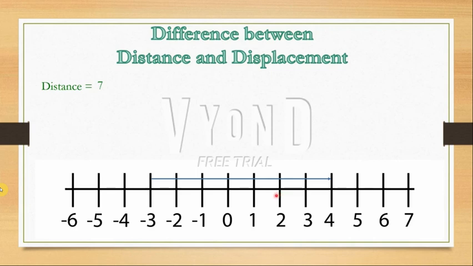Now let's go to the displacement. The displacement is the length between the start point and the end point. This is the start point, -3, and this is the end point, 4. And again, the length between them equals 7 units. But what about the direction? If I am moving to the right, then the direction here is represented by a plus sign. So it's +7. This is one way to get the displacement.